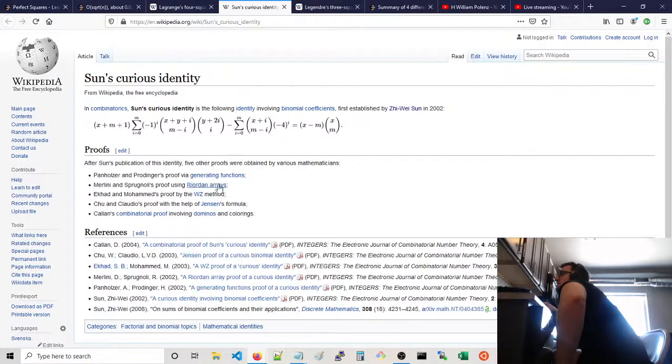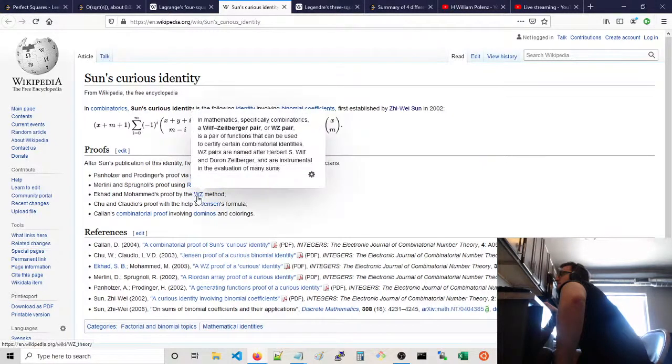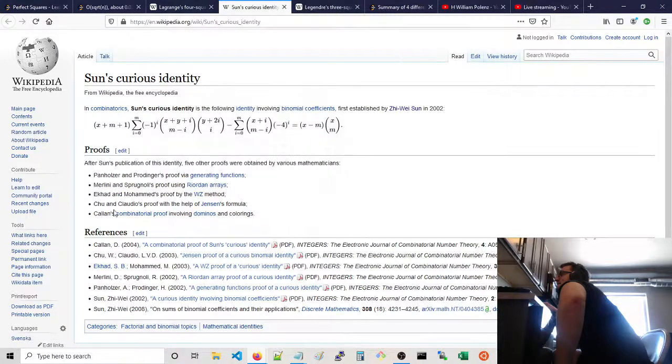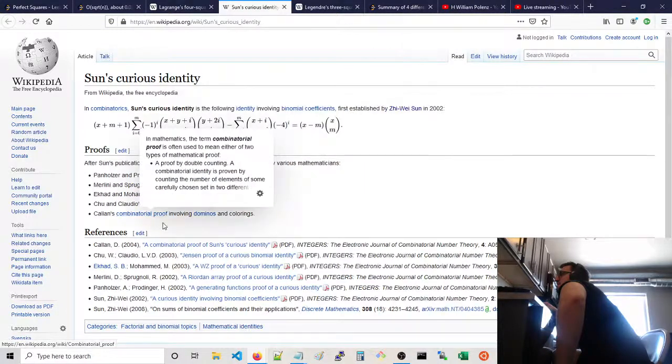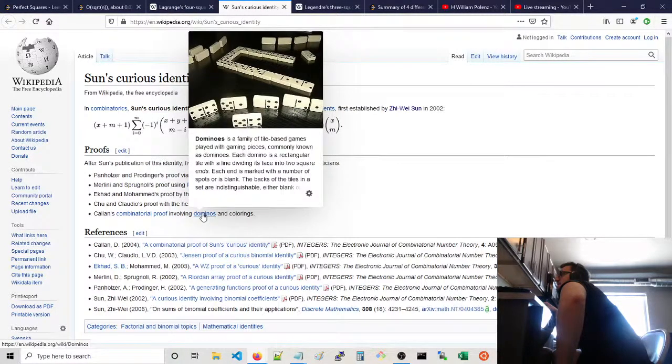Generating functions, priority in arrays, WZ method, Jensen's formula, combinatorial proof involving dominoes and colorings.